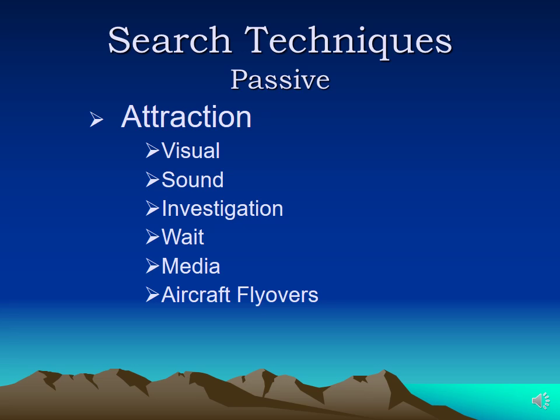Passive techniques for attraction may include visual. These could be lights, flags, mirrors, etc., things that the subject can see, considering terrain, vegetation, and the weather. Sounds. These could include sirens, whistles, yelling, etc., things that can be heard. What is used, again, depends on terrain, vegetation, and the weather.